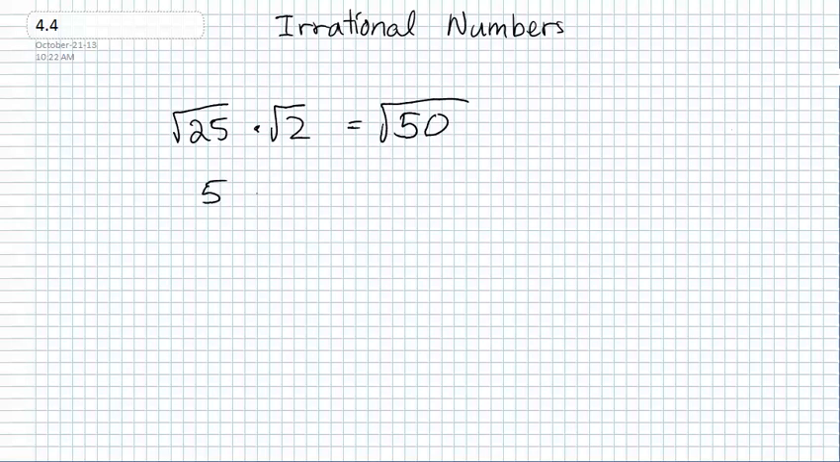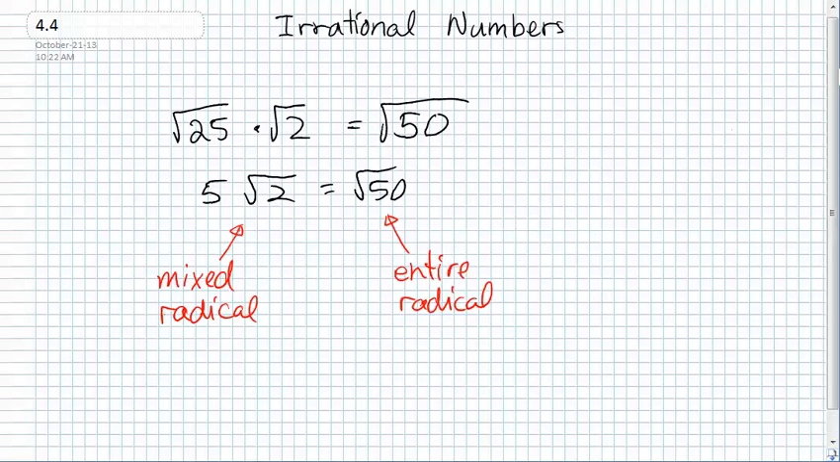Times root 2, we can just say 5 root 2 is equal to root 50. And what we have here, we've created two different kinds of radical. We have a mixed radical on the left because I have a coefficient that's an integer, and then a number in the radical sign or the square root sign there. And then on the right, you have everything underneath the radical sign. There's no coefficient, I mean, besides 1, but that one never really counts.